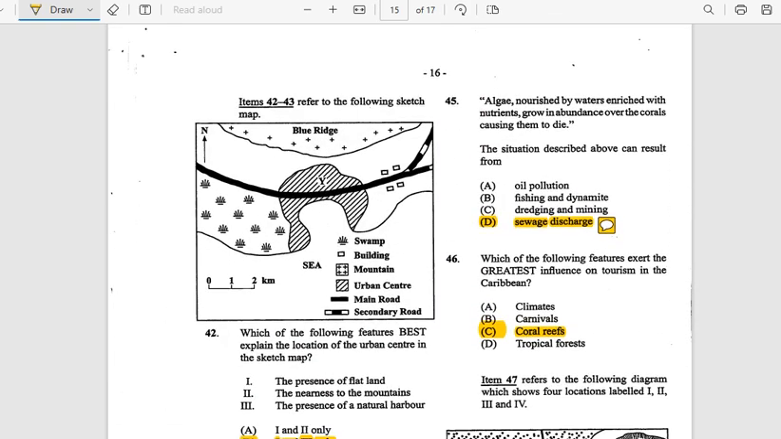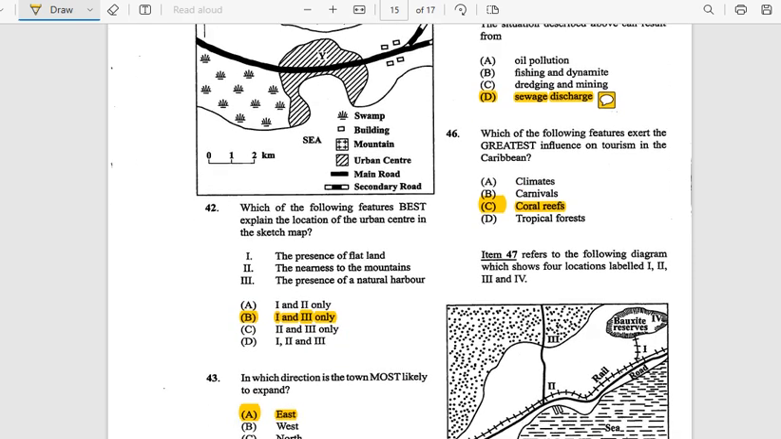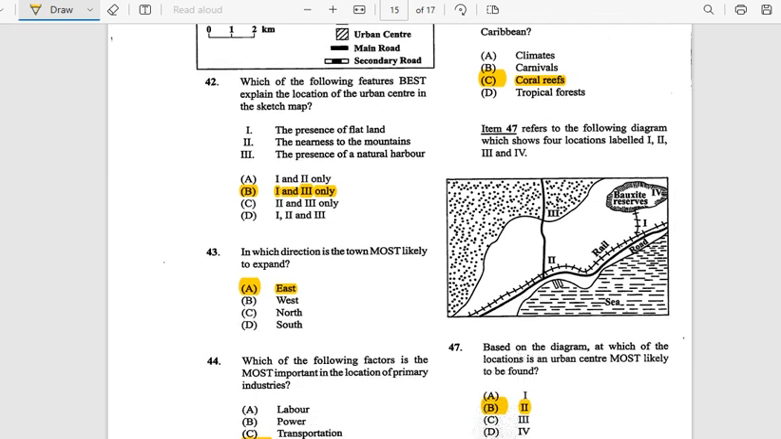Number 45. Algae nourished by waters enriched with nutrients grow in abundance over coral, causing them to die. The situation described above can result from sewage discharge. Alright, number 46. Which of the following features exerts the greatest influence on tourism in the Caribbean? And this one is a repeat as well, guys. Definitely, and it's coral reef.